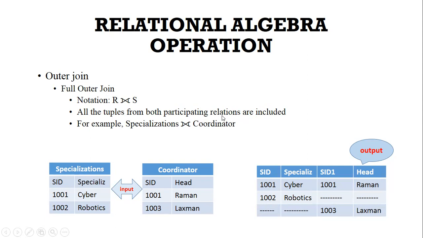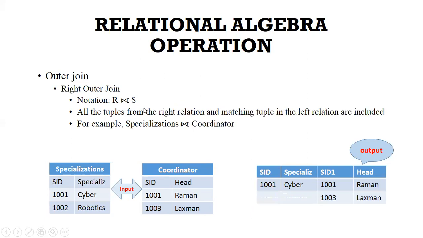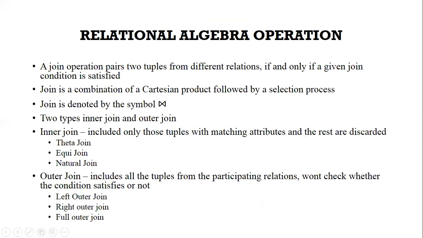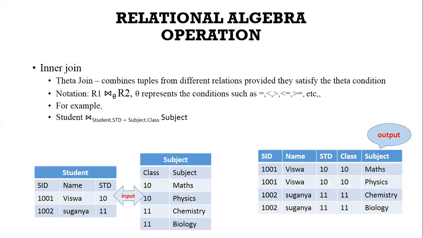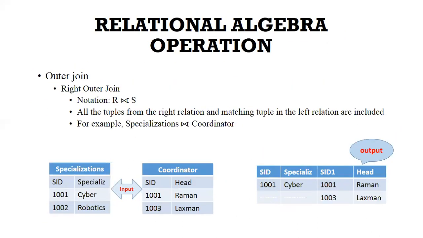So when I want to summarize this lecture, what are all the things we discussed? We discussed joins. There are two types of joins. One is inner join, another one is outer join. Inner join contains theta join, equijoin and natural join. Outer join contains left outer join, right outer join and full outer join. So I hope you have understood the concept of joins in relational algebra.